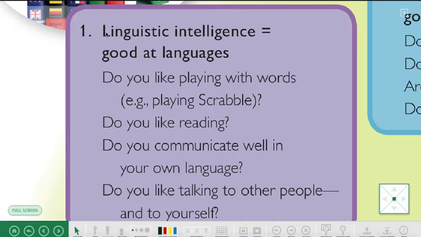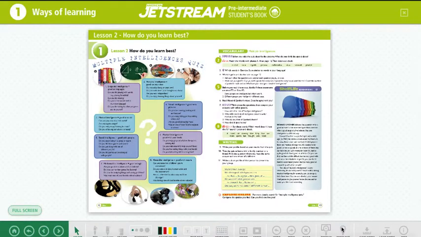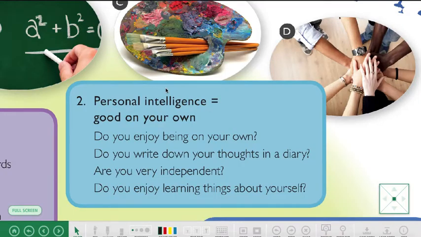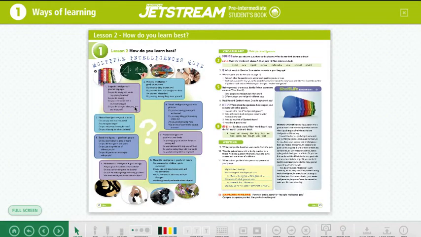For example, here we have linguistic intelligence. That is when you are good at languages, when you speak any language really well or more than one. And here we have the number 2, that is personal intelligence. And that's how you can read and learn about a series of intelligences in this information. Well, you can read them, or you should read them, but this is not the exercise. The exercise is going to be here.